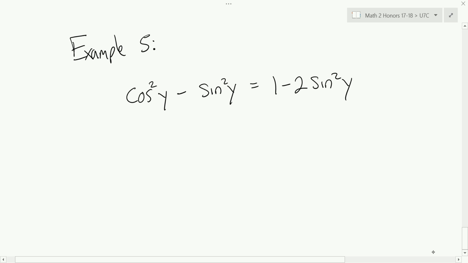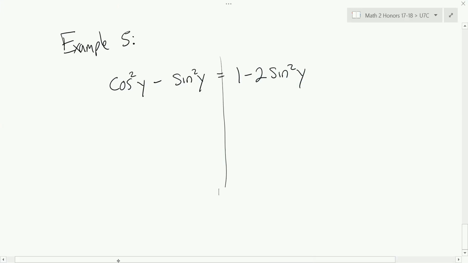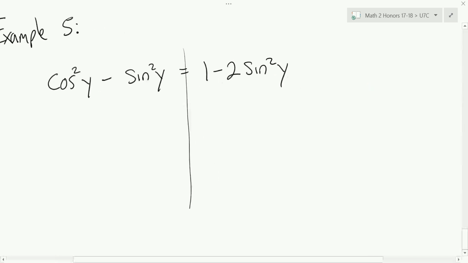So first pick a side. Right side? Okay. You pick the right side. What you're going to do is look at the right side and what does the left side have that the right side doesn't have? Cosine, right? Cosine squared. And so somehow we're going to have to create a cosine squared on the right-hand side. Well, what's 1 equal to? Sine squared plus cosine squared.